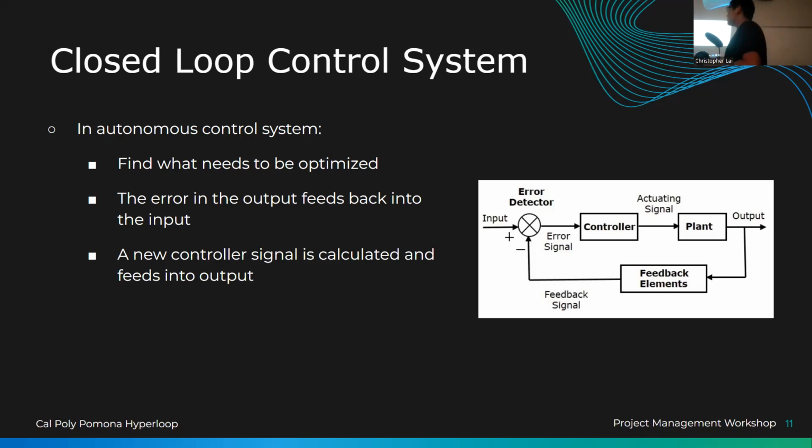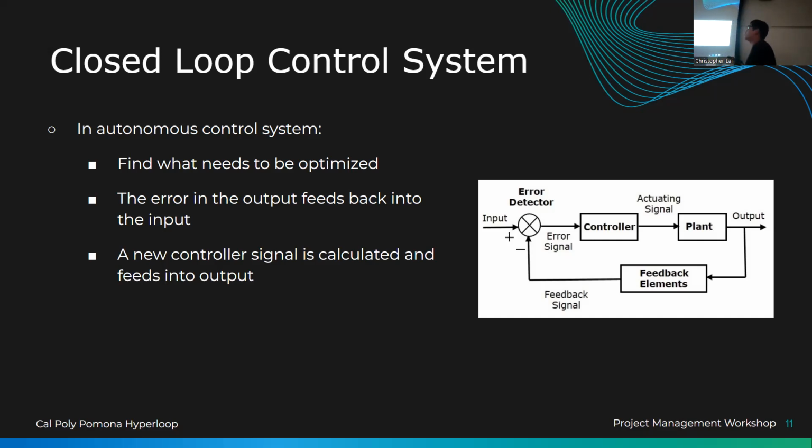So again, a new controller signal in this case is calculated and it feeds into the output. So every single time this loop runs, it runs a calculation. Whether this calculation is going to be a simple linear equation or a very complicated differential equation doesn't matter, a calculation's made. After that calculation, a number is either added or subtracted into the inputs and fed through the system again, just to make sure that you have an optimal output.